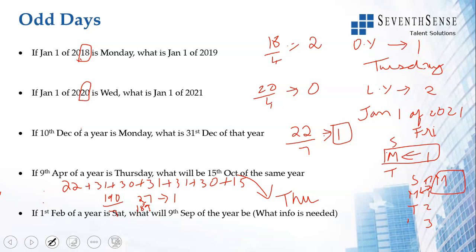If 1st Feb of a year is Saturday, what will 9th September of the year be? Can we just solve this? Is there some info that is missing? Of course, you need to know whether the year is leap or not.